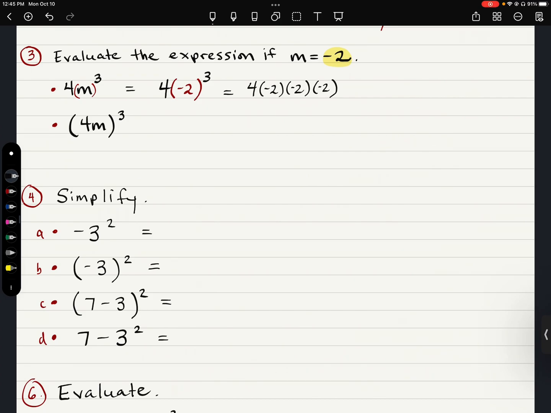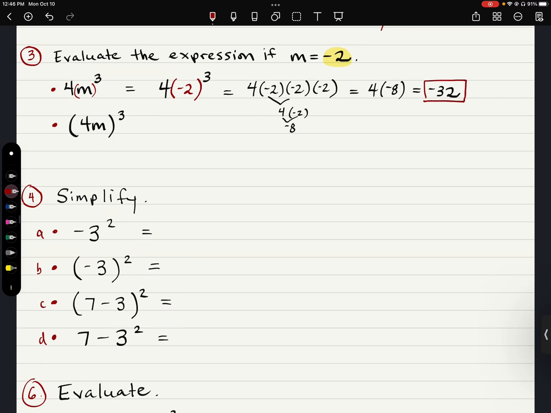Now you don't have to expand it out that way. I just want to make sure that you're comfortable and understand what's going on. If I was to do -2 times -2 times -2, I know that these two would give me a +4. And then when I multiply that times -2, it gives me a -8. So I'm really looking at 4 times -8, and that's going to give us a -32. Okay, so that is our answer.